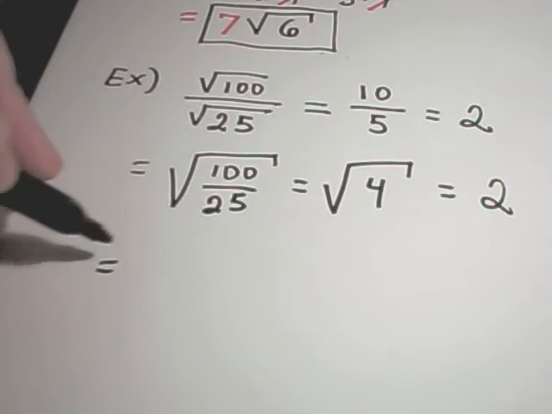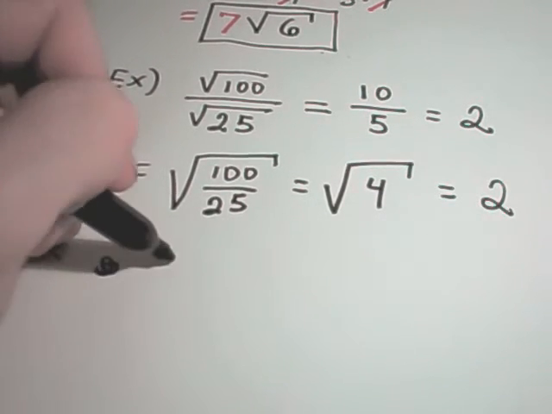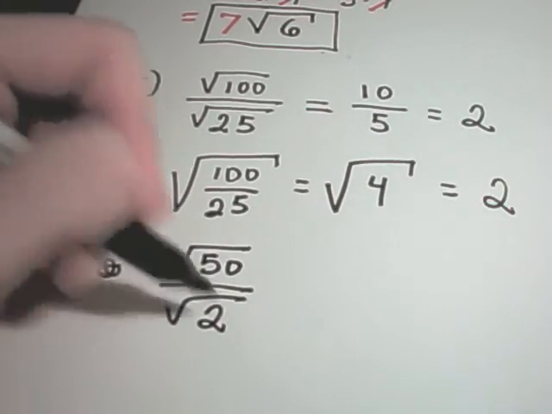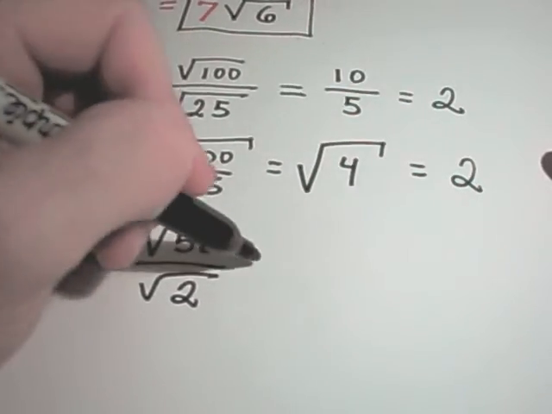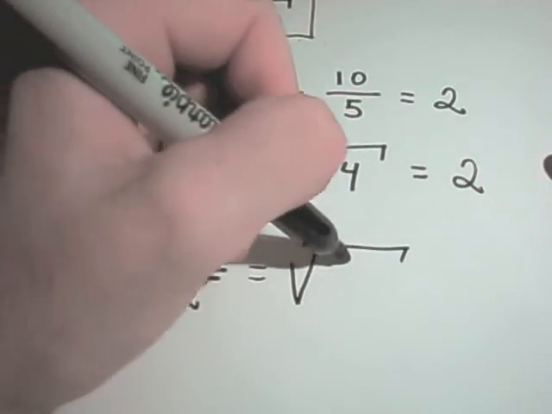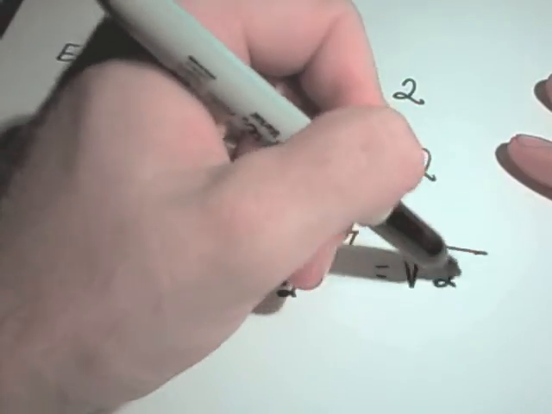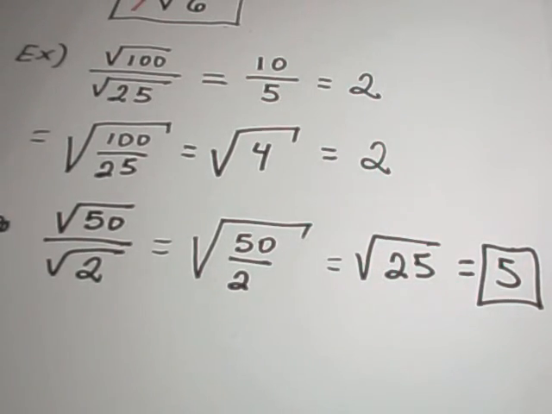Alright, so maybe just another one in this same idea. Suppose we had the square root of 50 over the square root of 2. So in this case, I can't take square roots of either one, but I can write this as 50 over 2, which is the square root of 25, which is just going to leave me with plain old 5 as my answer. So sped this last one up.